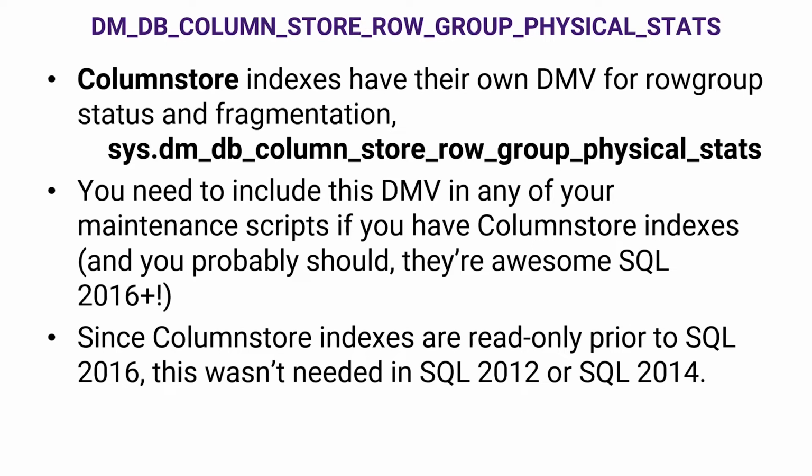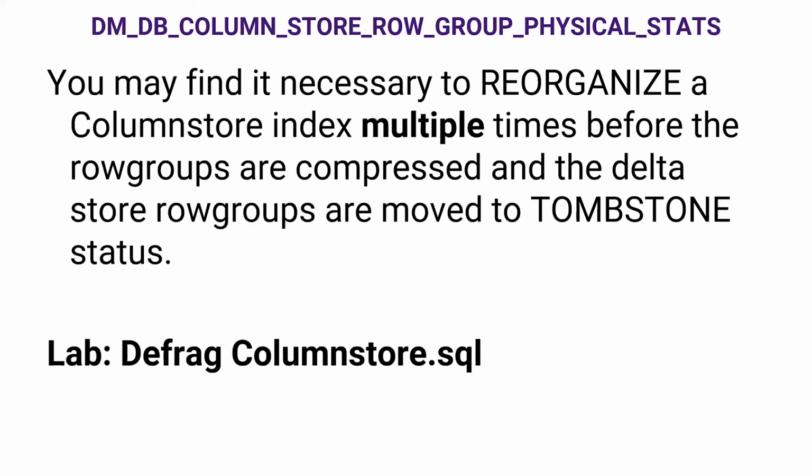And you can include this, and you should include this, on any maintenance plans that you have for removing fragmentation in your database, because column store indexes need their own. You may find it necessary to actually reorganize a column store index multiple times. And when you look at this DMV, you will see this: before, the row groups are all compressed and the Delta store row groups are moved to tombstone status. That's the way that column store indexes became read-writable in 2016, as it uses these Delta stores and tombstones. You're going to need to potentially do reorgs multiple times to get it fully taken care of. And you'll see that as you do a reorganize step.